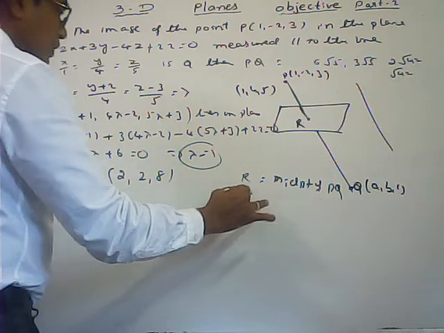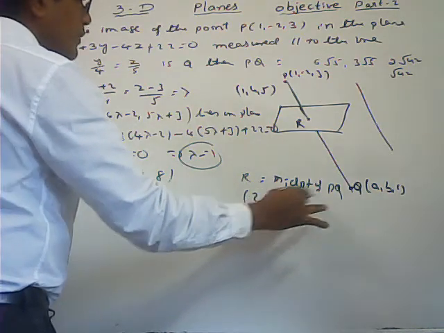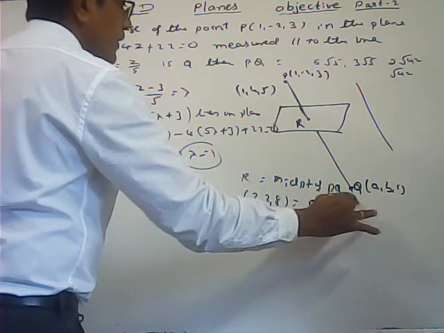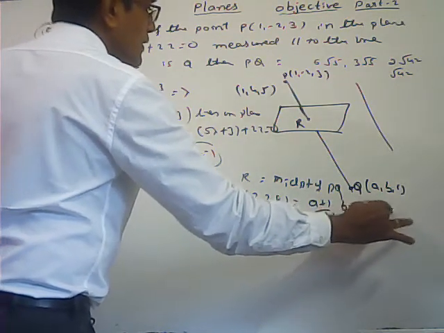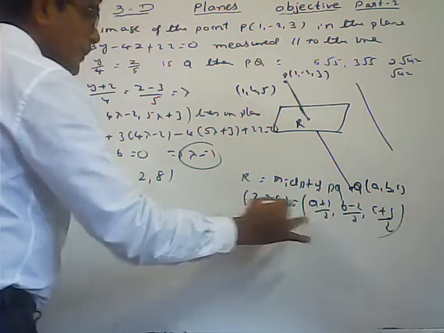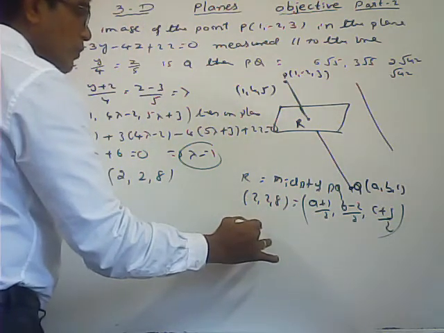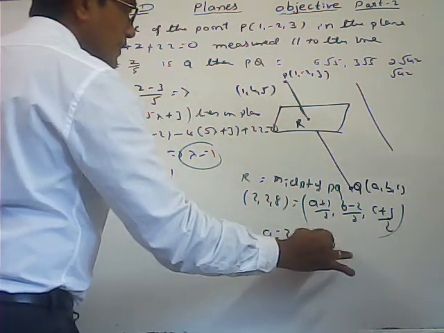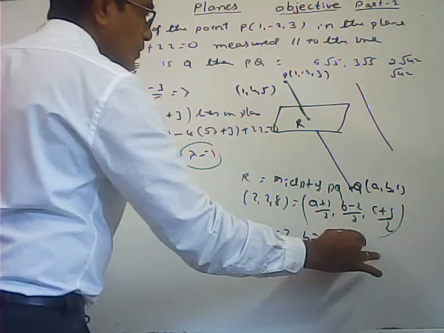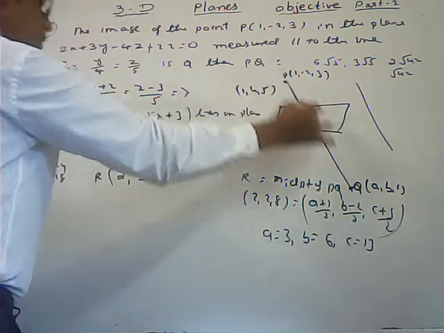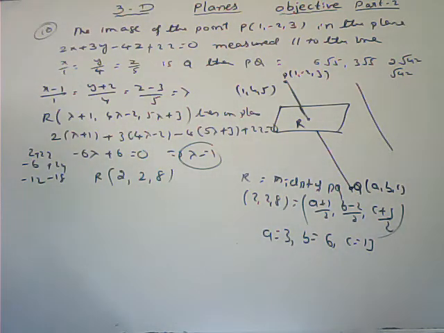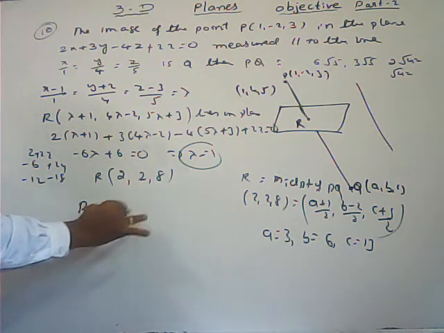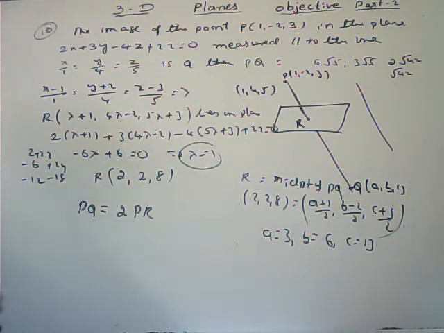R coordinates we got (2, 2, 8), and the midpoint of PQ is ((A + 1)/2, (B - 2)/2, (C + 3)/2). By equating these two, we can get the values: A = 3, B = 6, C = 13. Then directly we can find the distance between the two points. Otherwise, the distance PQ is equal to 2 times the distance PR, since R is the midpoint only.